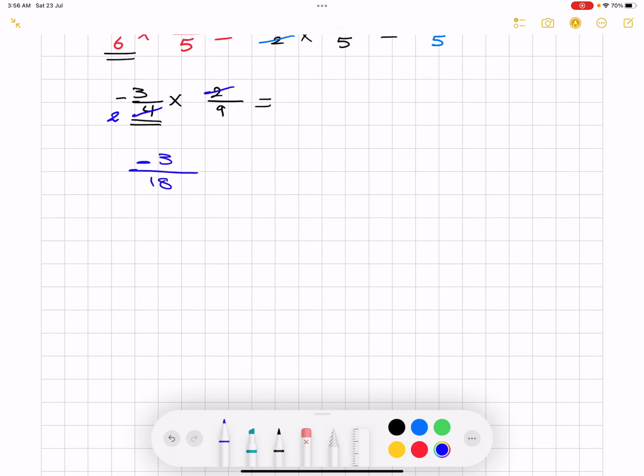طيب يا مستر كده اتحلت؟ لا لسه طبعا، لأن أنت you have to make it simple or you try to reduce it. حاول تصغرها أكتر and both of them are divisible by 3. الاتنين دول يقبلوا القسمة على 3 so you ended up with -1/6.